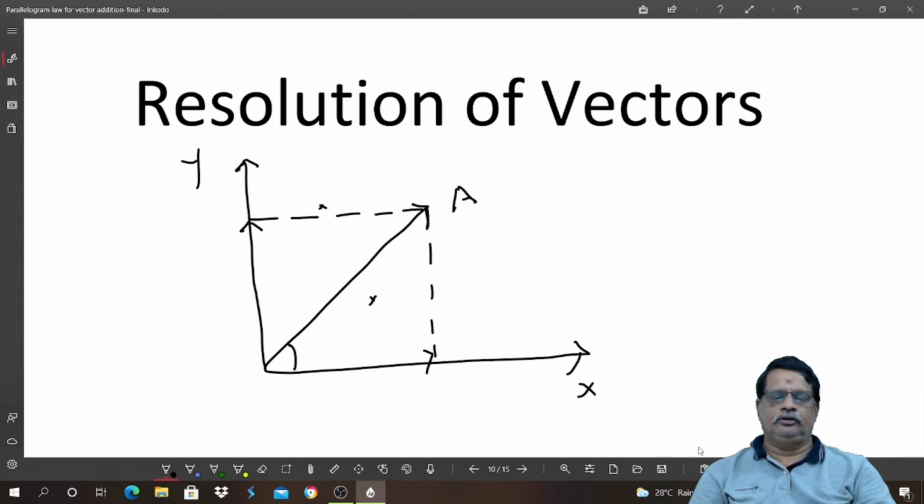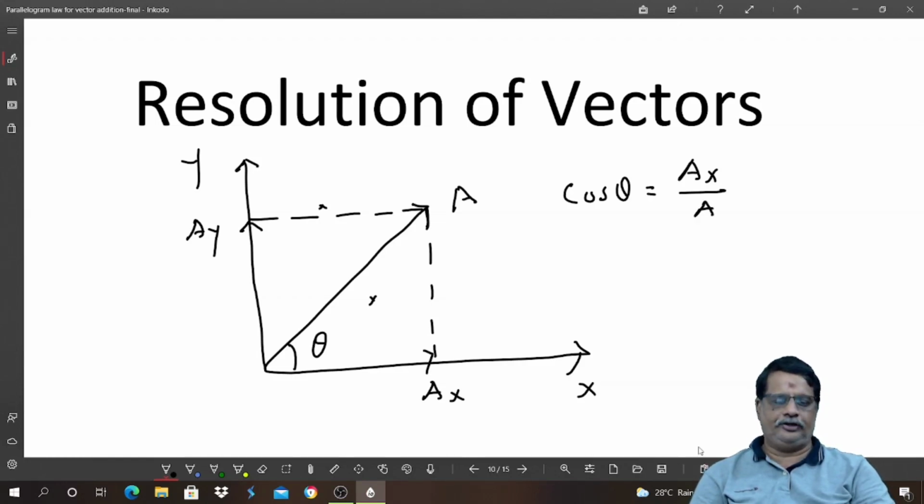Now let this angle be theta. Then this is its x component, which is ax, and this is the y component, which is ay. So let us find ax. Let us find cos theta from this triangle. So cos theta is ax by a. Of course, both ax and a represent the modulus of those two vectors. So ax equal to a cos theta.